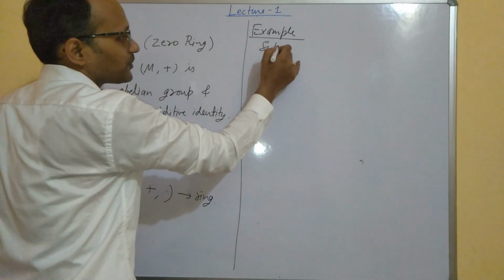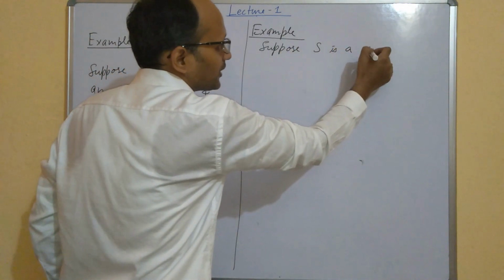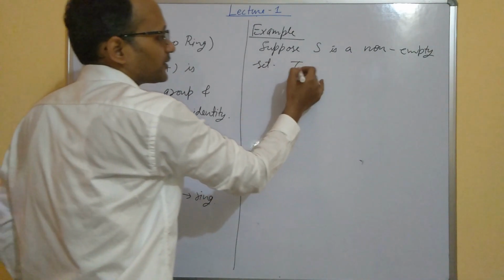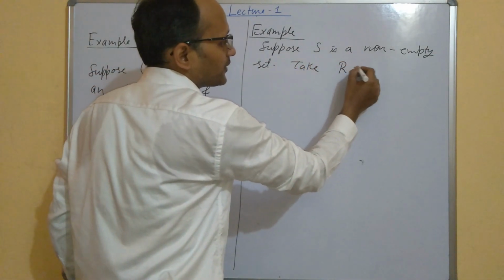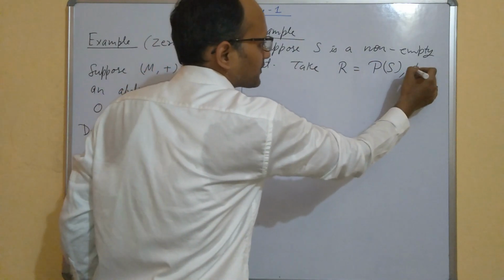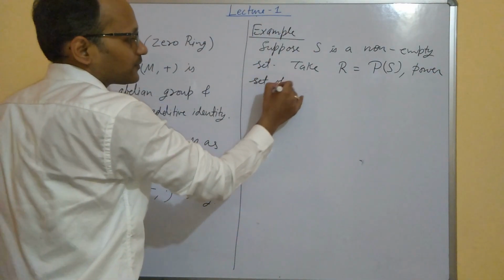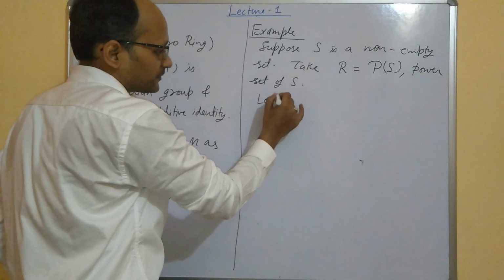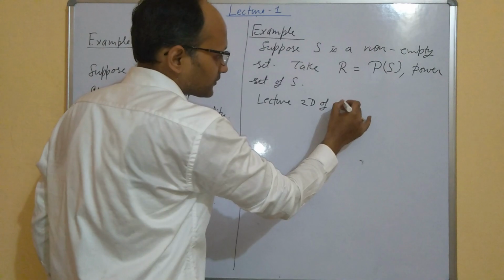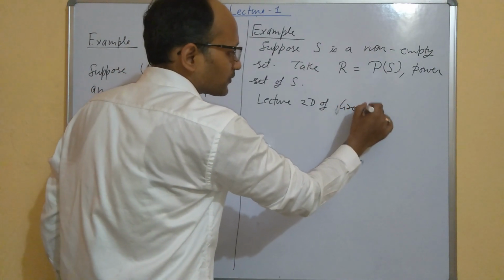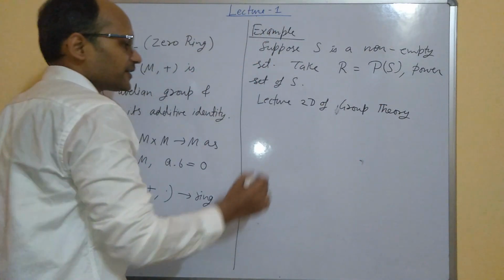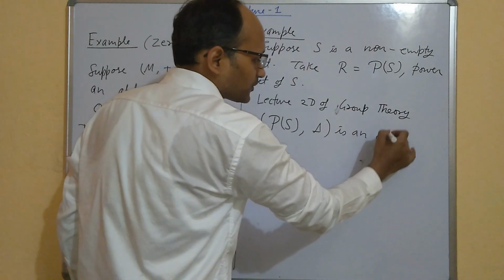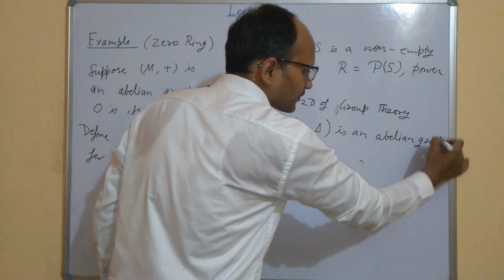Suppose S is a non-empty set. Take R to be the power set of S. In the lectures of group theory, especially lecture 2D of group theory, we have seen that this PS with respect to symmetric difference is an abelian group.